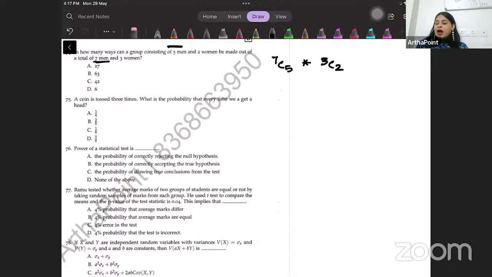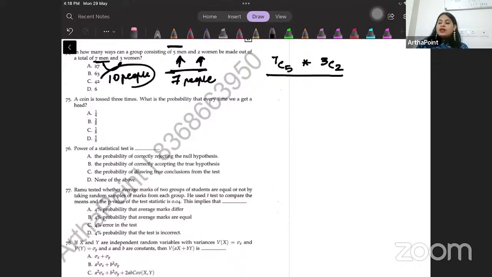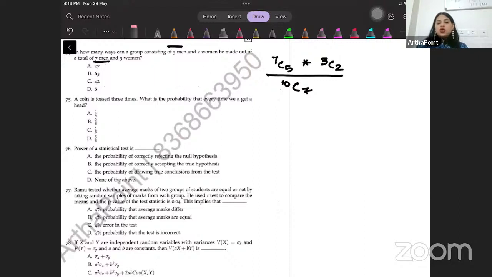And totally, I need to make a group of how many people? 5 men and 2 women, so 7 people. Out of how many? Out of 7 plus 3, 10 people. So out of 10 people, I need to make a group of 7 people. So 10C7. This is how you solve it.